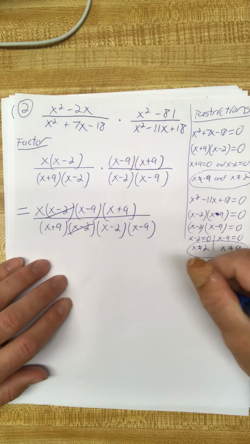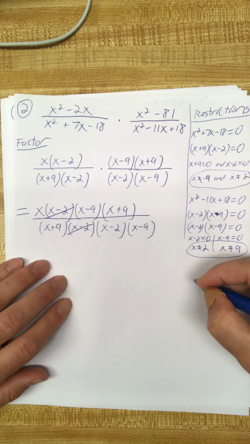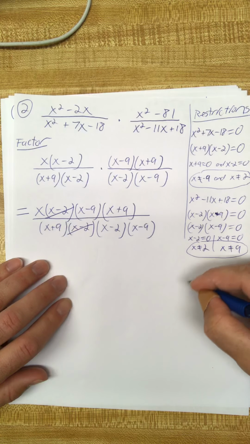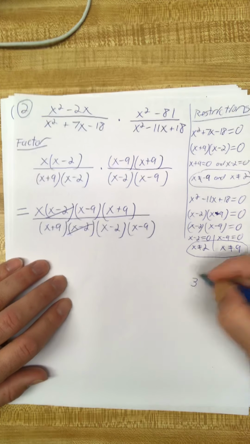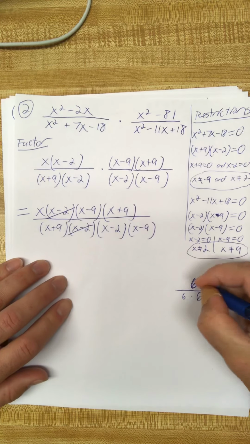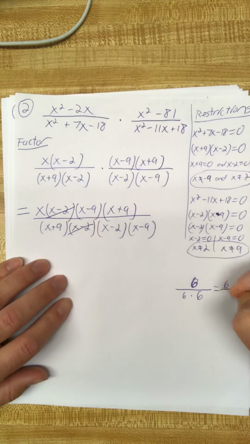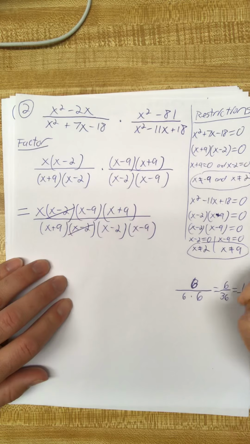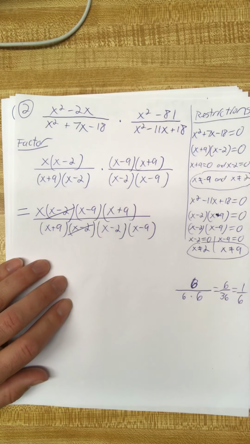This would be something like down here, let's say I had something like 6 divided by 6 times 6. This is 6 over 36, I'm still left with 1/6. One of those 6's is still left there, okay? So that's why you can only go 1 for 1 on these.